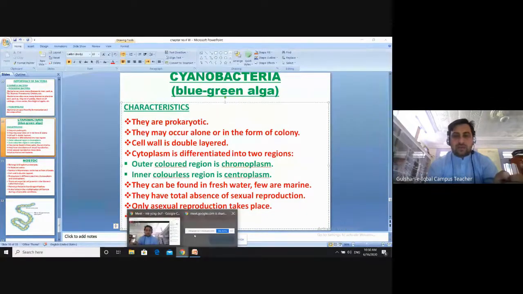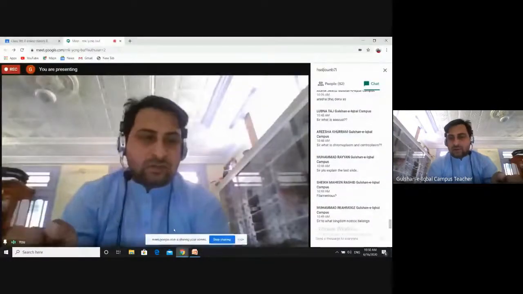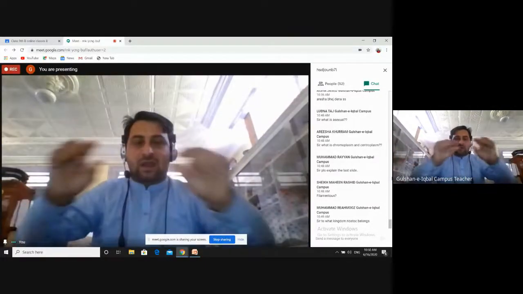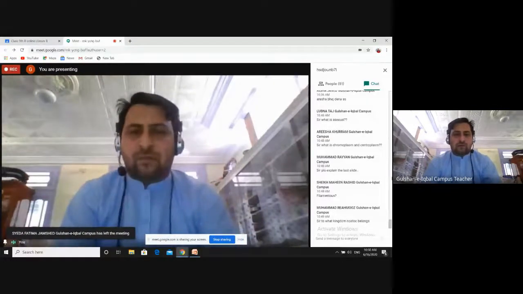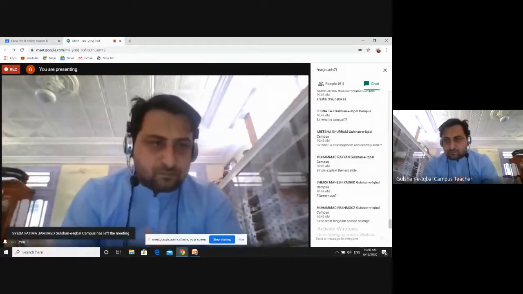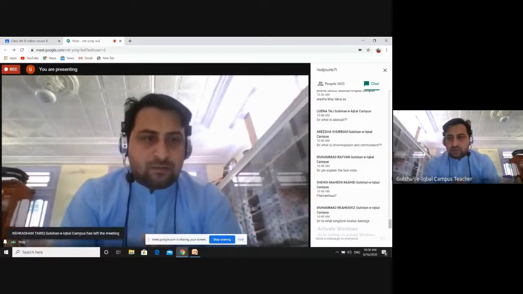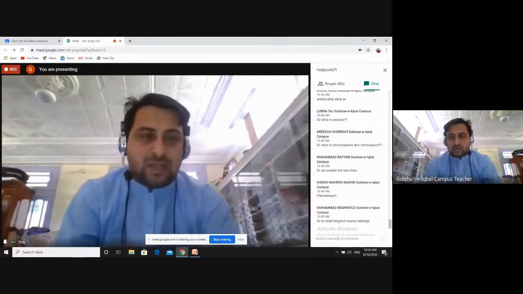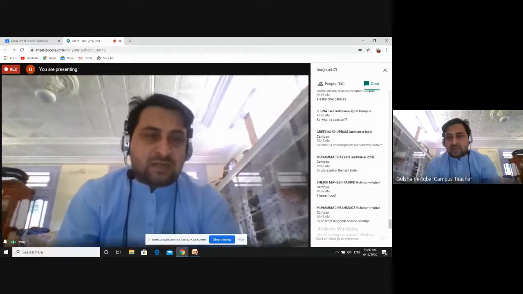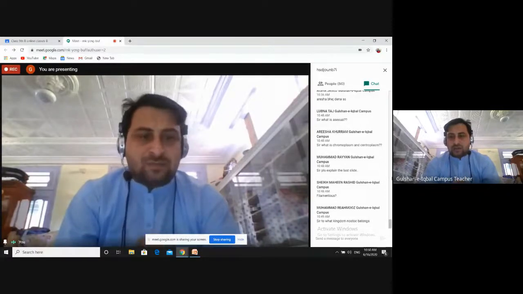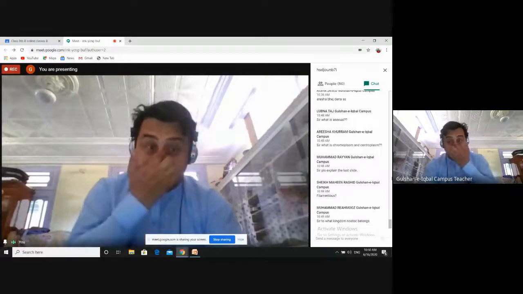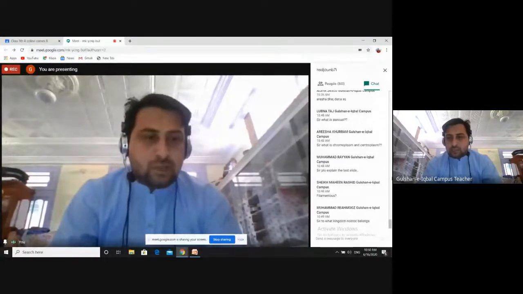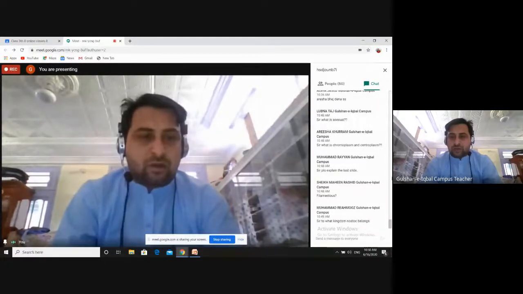Filamentous, as I showed you in the diagram, are basically large chains. Filament means a chain. So nostoc was a kind of filament, like a chain of beads. Chromoplasm is the outer colorful region. It is cytoplasm basically. Both are cytoplasm. One is outer cytoplasm, the other is inner cytoplasm. Outer cytoplasm is chromoplasm, that is colored, and inner cytoplasm is centroplasm, that is colorless. Now nostoc belongs to kingdom prokaryota.